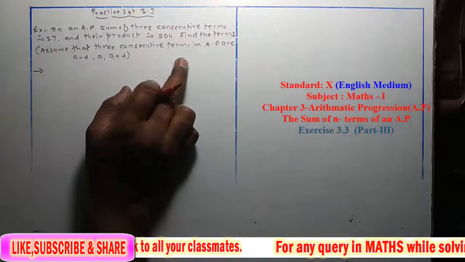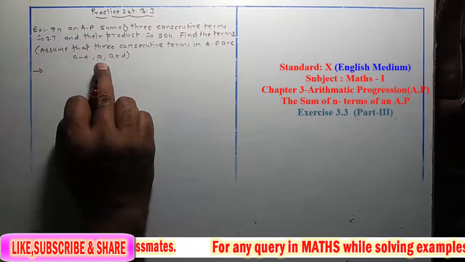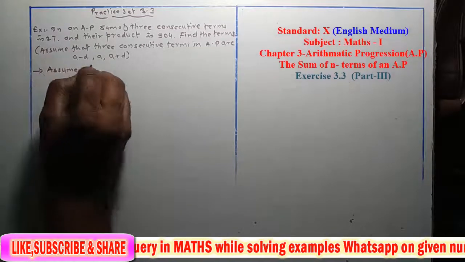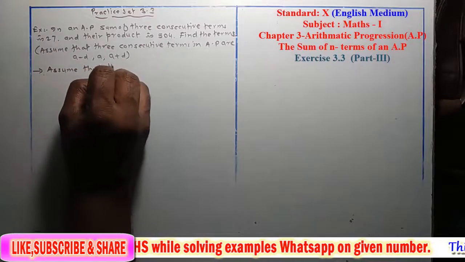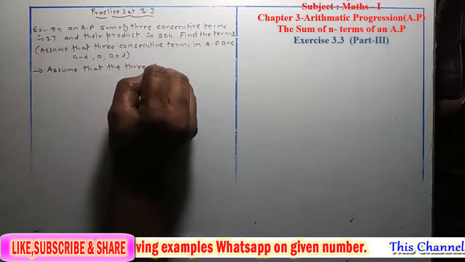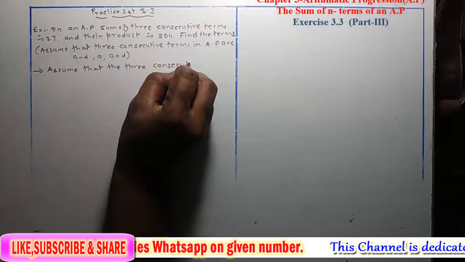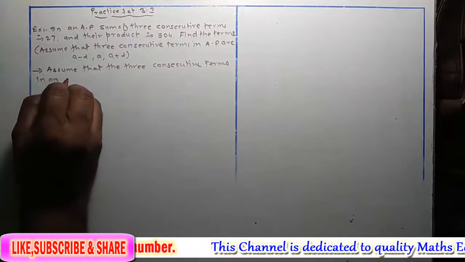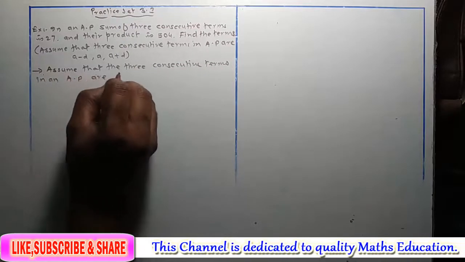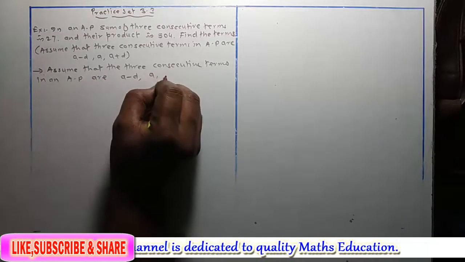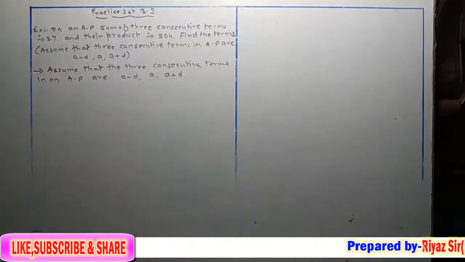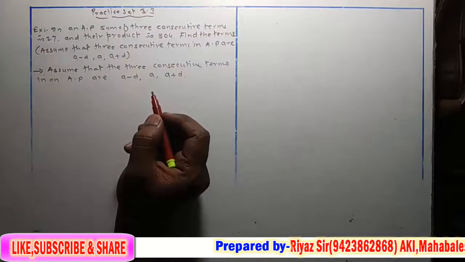Assume that three consecutive terms in an AP are A minus D, A and A plus D. Okay. So we start solution like this. Assume that the three consecutive terms in an AP are A minus D, comma A, comma A plus D. Sometimes this hint may or may not be given in the examination. Okay, so you have to remember those three terms in an AP.